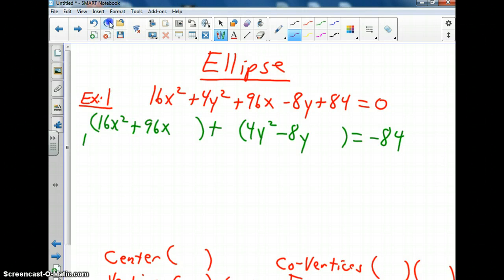Okay, so that's what you're going to see. Here's 16 coming out of the x neighborhood, and here's 4 coming out of the y neighborhood. Okay? There's that.